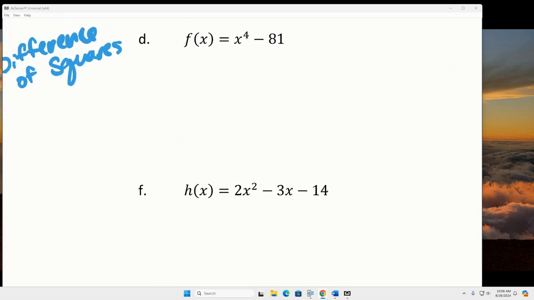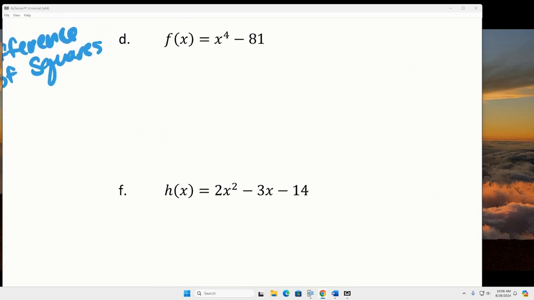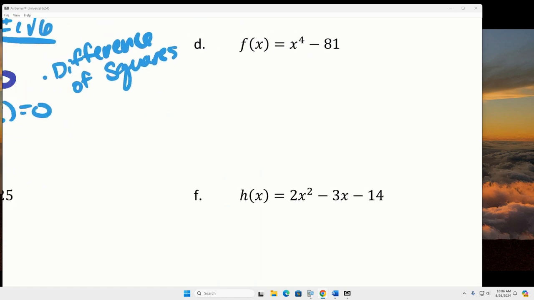All right, I want to see what you guys can figure out on D on your own. I'm going to give you a hint, though. It's going to be difference of squares to factor it.